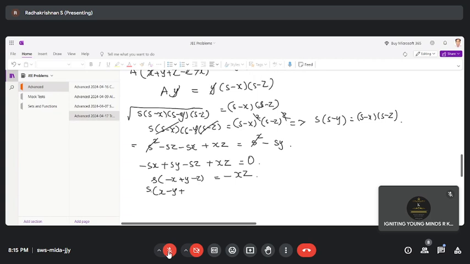S into x minus y plus z equal to, now again we have to substitute for s.